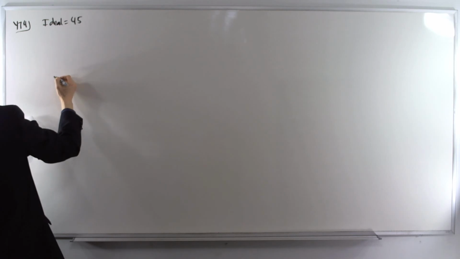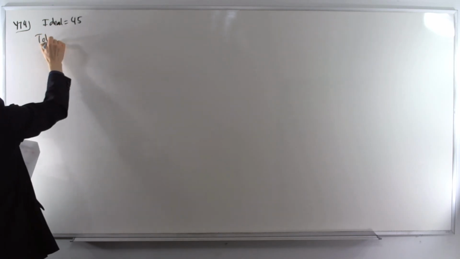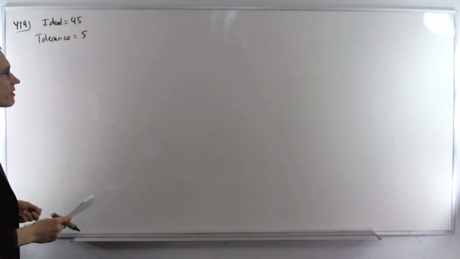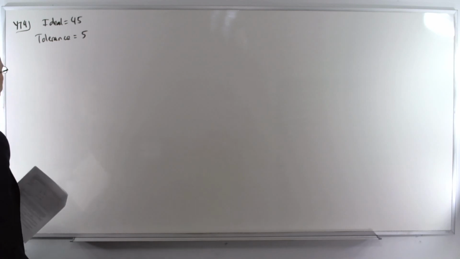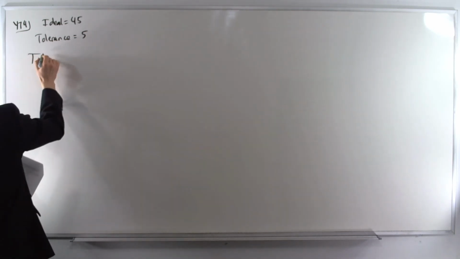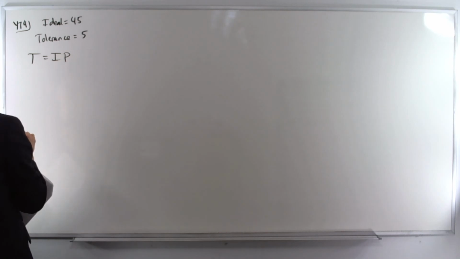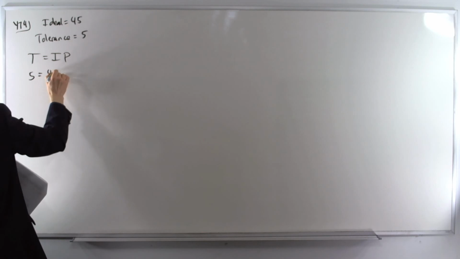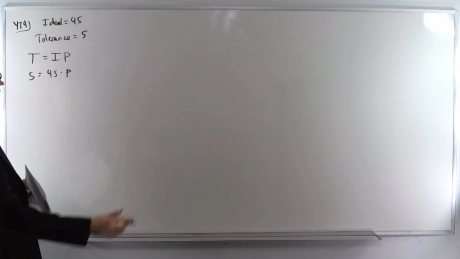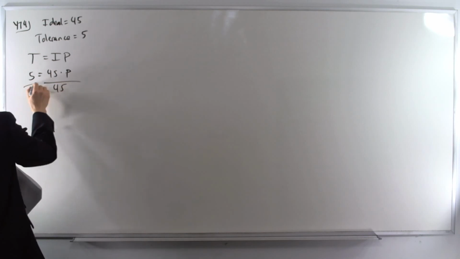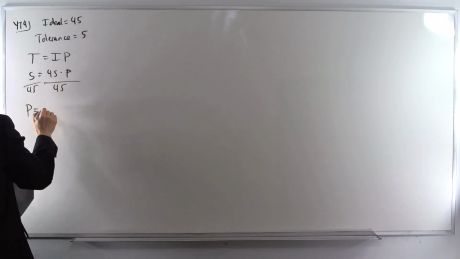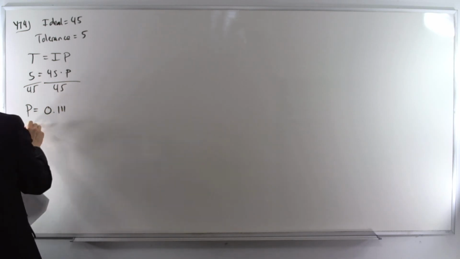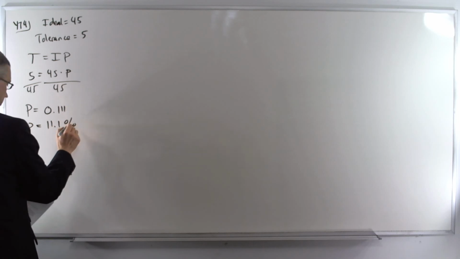So ideal speed is 45. And the tolerance is 5. You can go within 5 miles per hour of 45. So now we use the TIP equation. Take the tolerance, plug it in for T. The ideal value is 45. And multiply by P, the percent. Divide by 45 on each side, and we get P equals 0.111. As a percent, that is 11.1%.